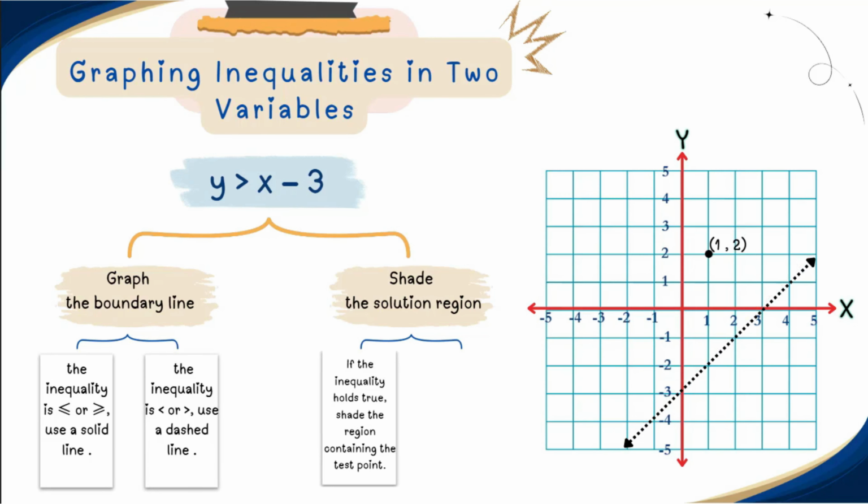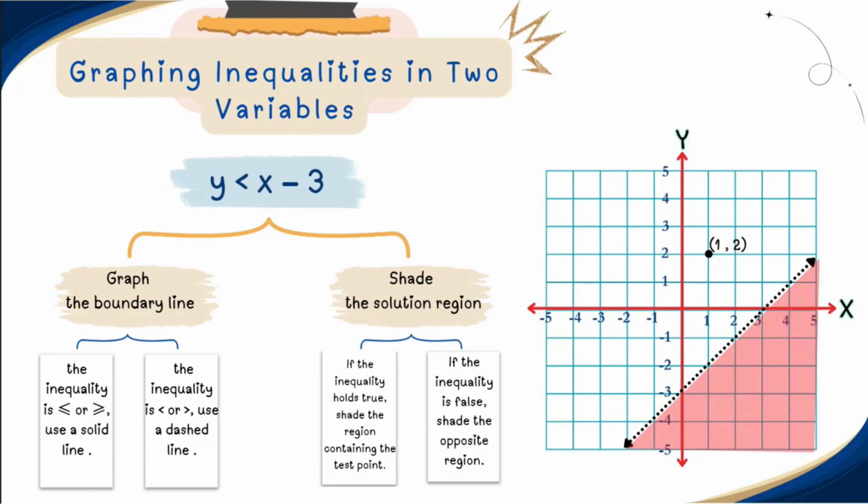If it does not satisfy, what should we do? Like with this inequality, I change the sign of the inequality. Look, y less than x minus 3. If you substitute, it will not satisfy, then we shade the opposite part.